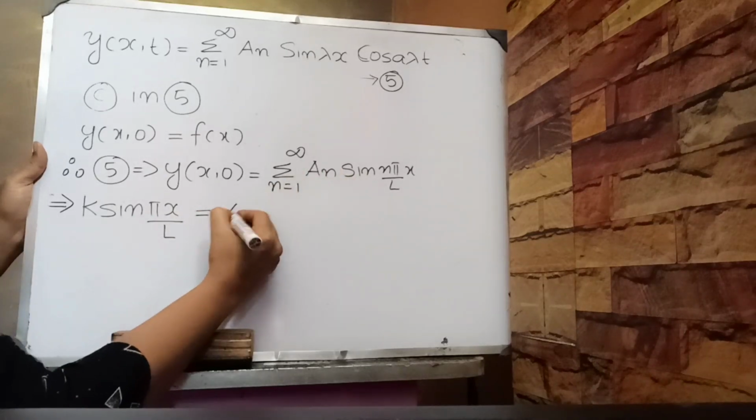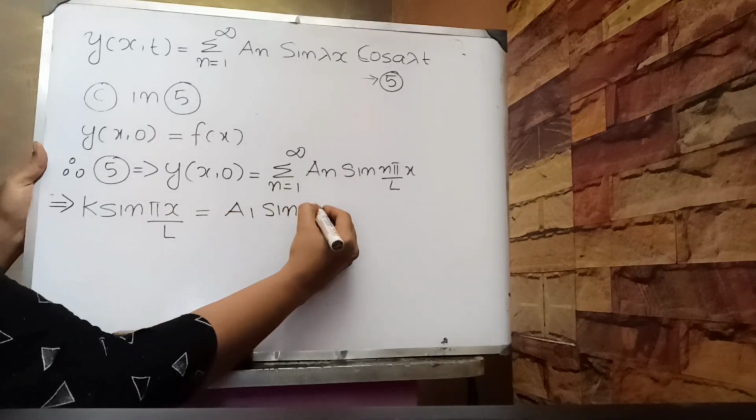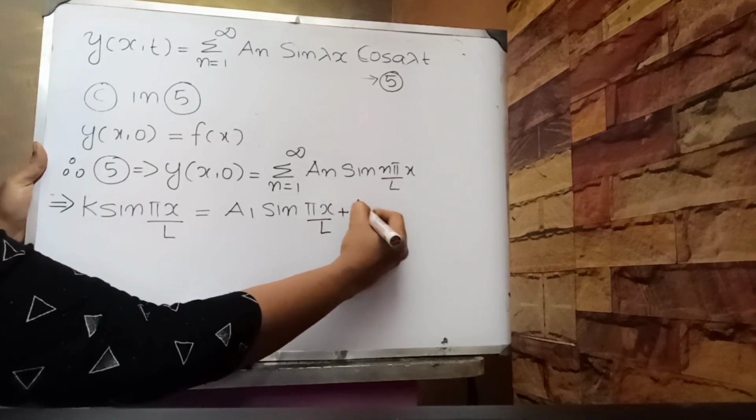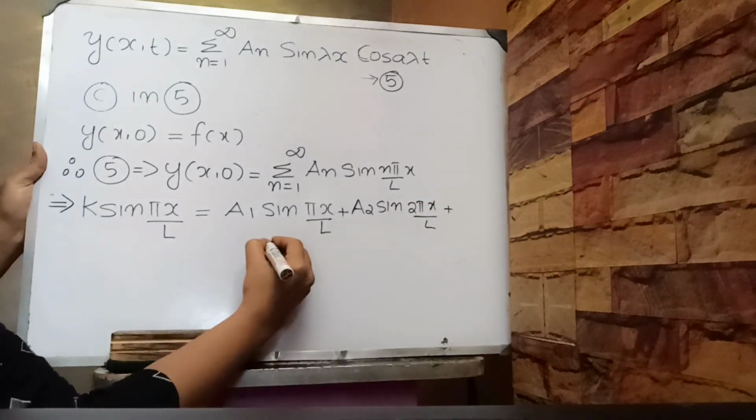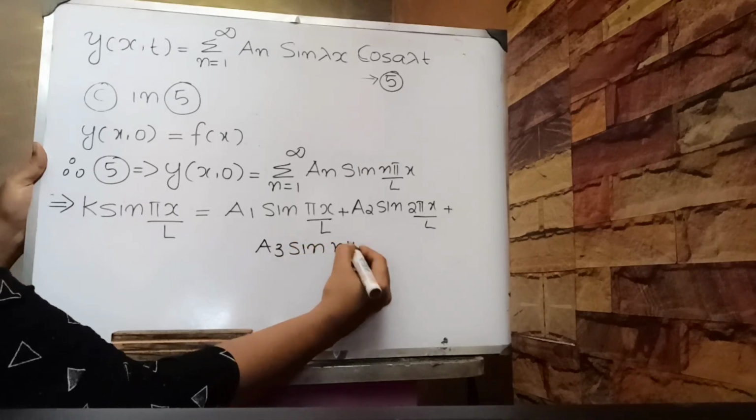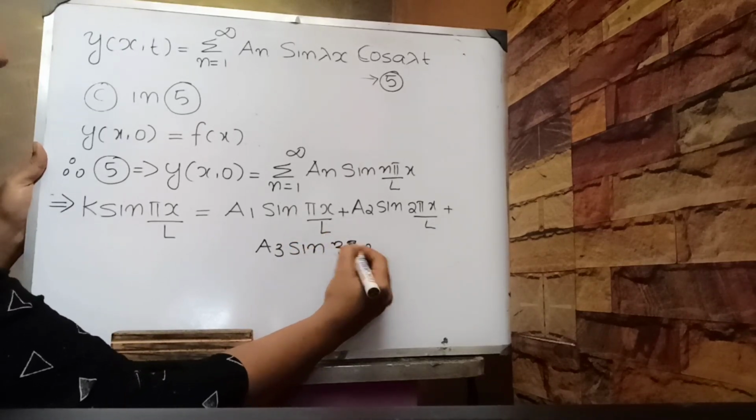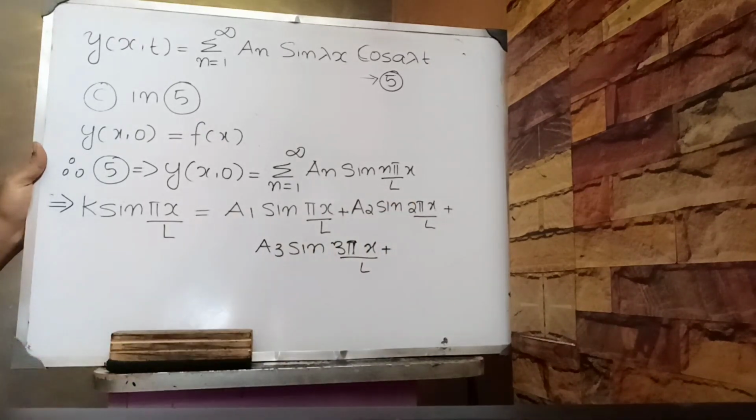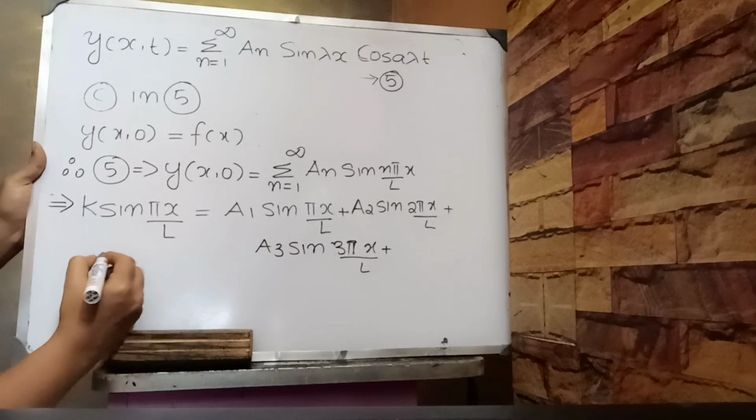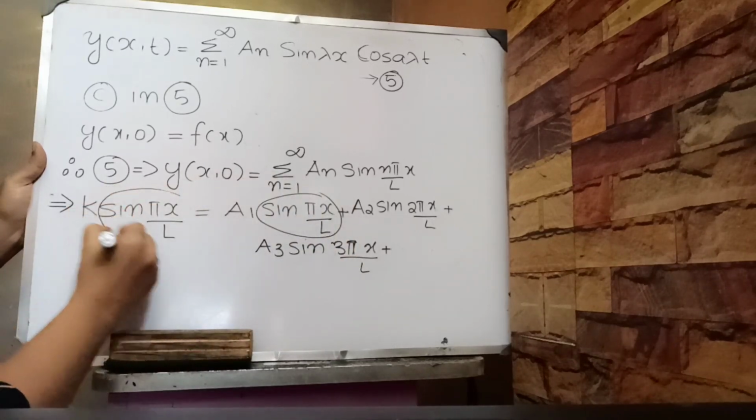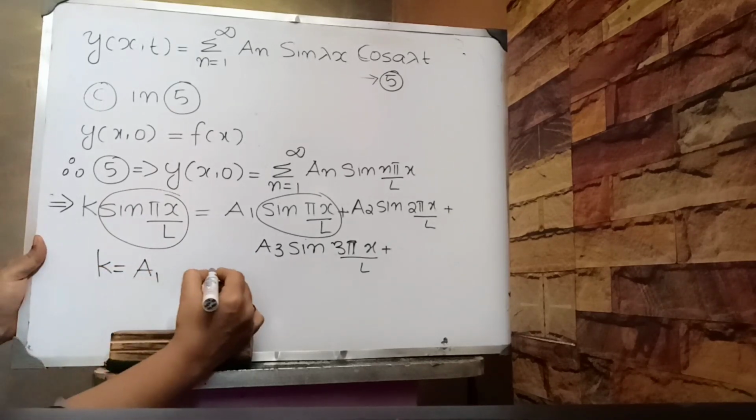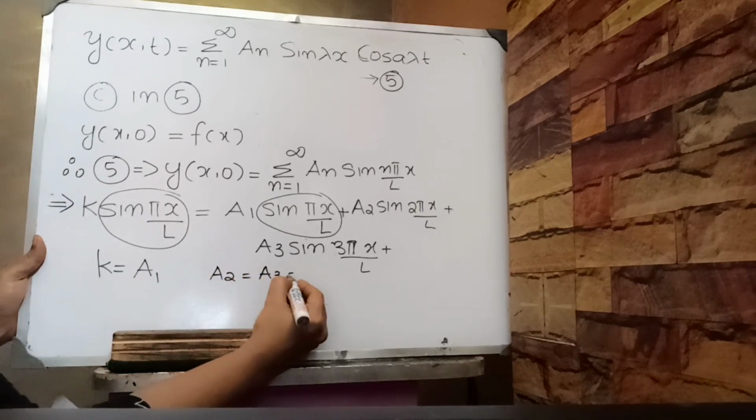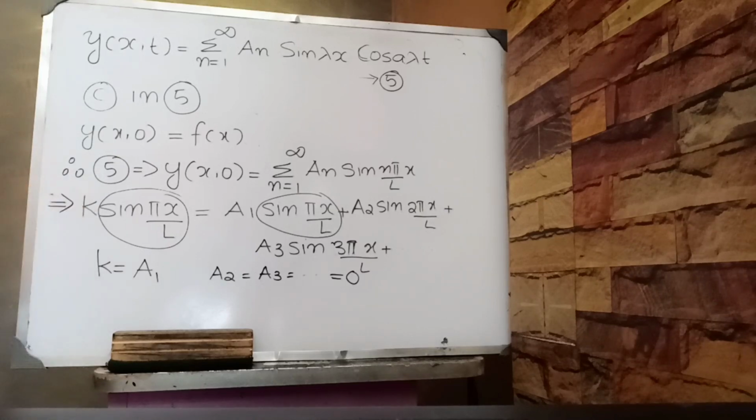Now we put n equal to 1, so that A1 sin pi x by L, put n equal to 2, A2 sin 2 pi x by L, plus n equal to 3, A3 sin 3 pi x by L, and so on. So we can compare the coefficients. For sin pi x by L, the coefficient is k, equal to A1, or A1 is equal to k, and A2 equal to A3 equal to etc. is 0. All other coefficients are 0, and we are getting A1 is equal to k.